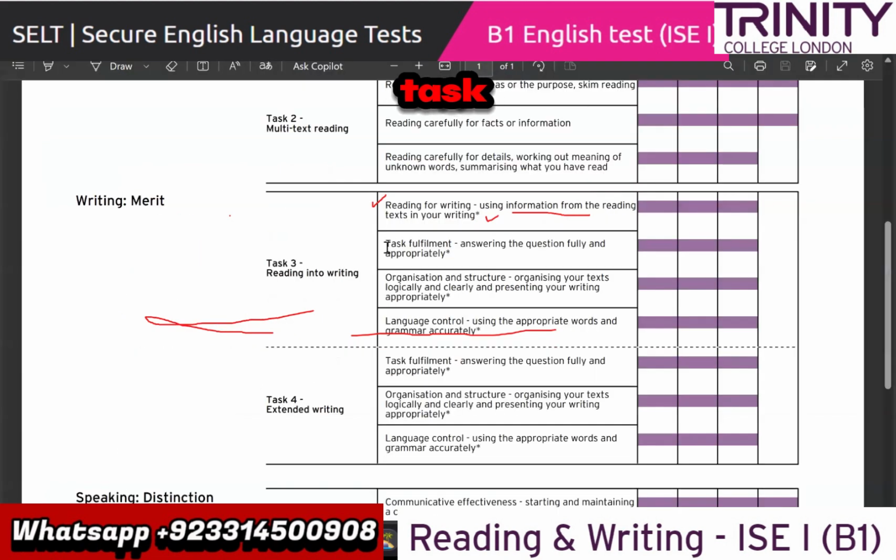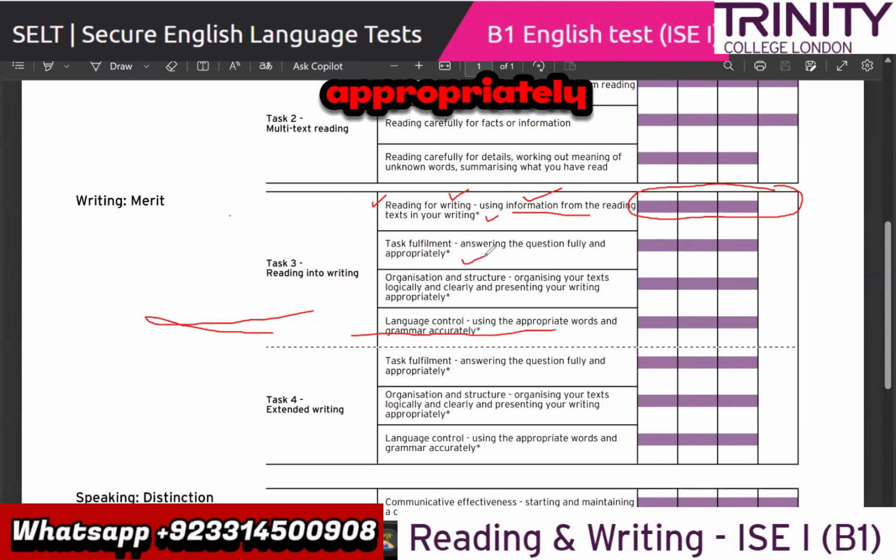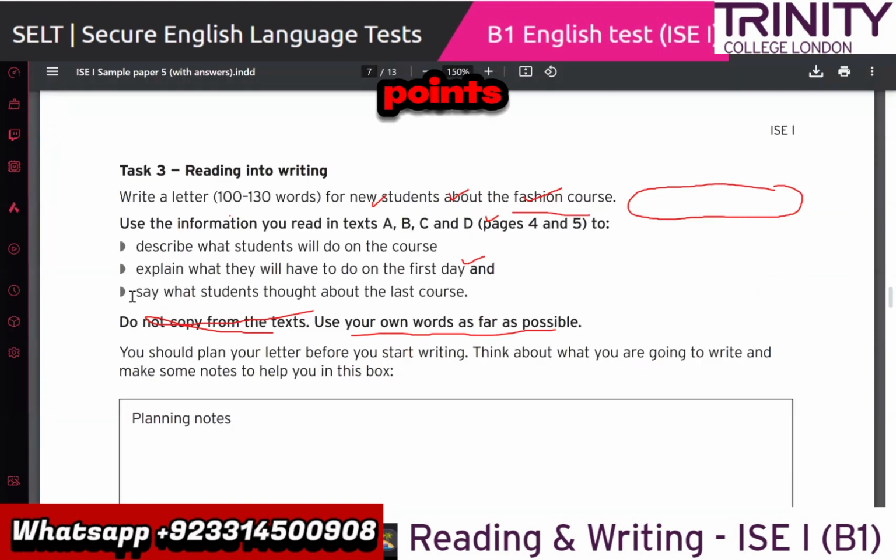They say task fulfillment. Task fulfillment, reading for writing, using information from the reading text. Only then will you get marks in this section, when you use information from the text. Task fulfillment, answering the question fully and appropriately. What is the meaning of fully and appropriately? The meaning is this: find the answer to these 3 bullet points. Give a full answer and give a correct answer, right?